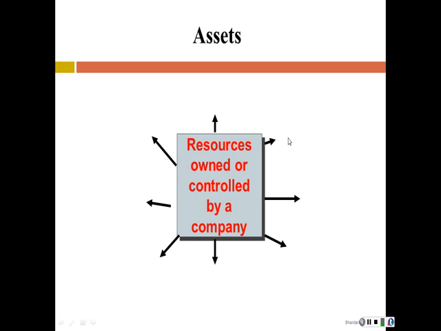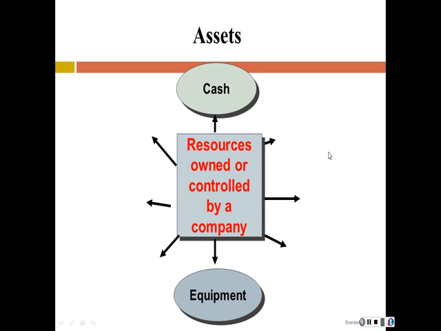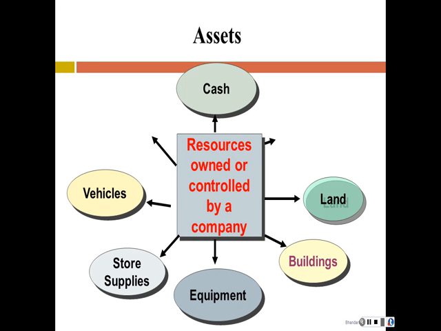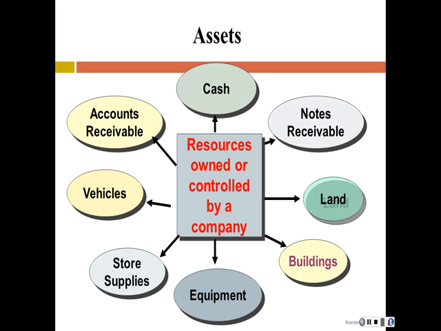So examples of assets are cash, equipment, land, store supplies, that is supplies that you use in the store through which you sell your product, or you can have simply supplies, vehicles, buildings, and two others which you may not have heard of until today. And these are accounts receivable and notes receivable.